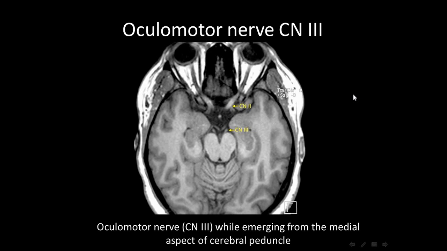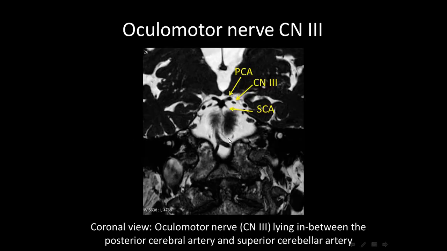Cranial nerve number 3, the oculomotor, emerging from the medial aspect of the cerebral peduncle. As we see here, this is a standard T1 MRI. So this is cranial nerve number 3, originating from this medial aspect of the cerebral peduncle. This is the steady-state free precision sequence to show the location of the oculomotor nerve, the cranial nerve number 3.